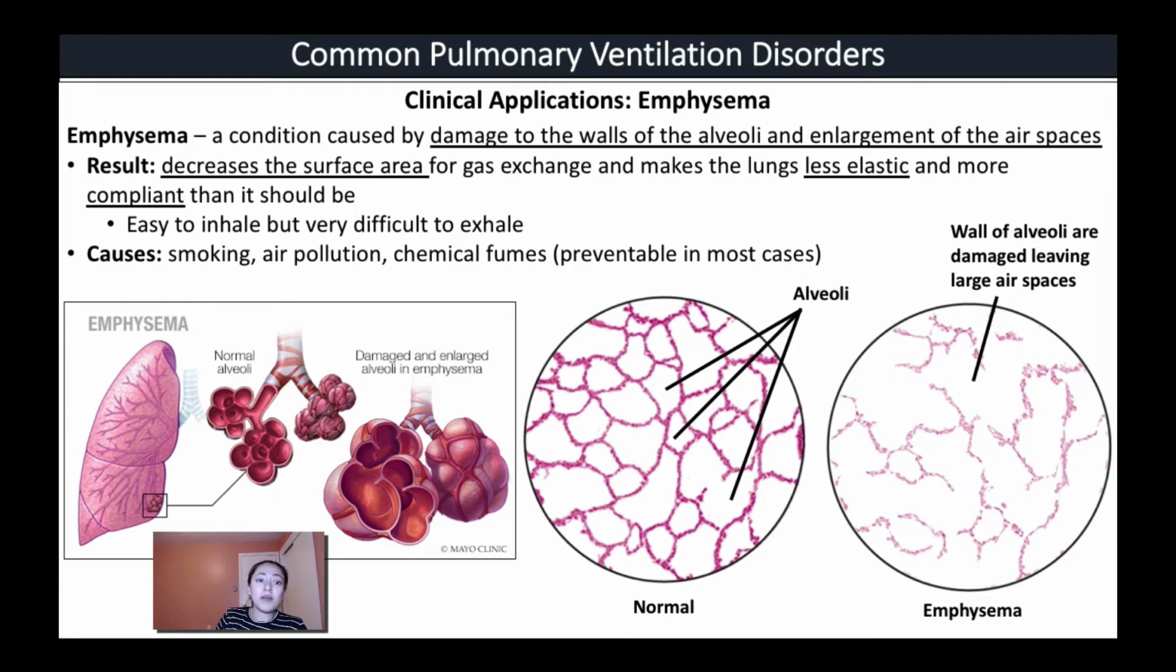Well, this is going to be problematic. Having larger air spaces decreases the surface area for gas exchange and, in addition, makes the lungs less elastic and more compliant than they should be. So because you have less walls here, when the lungs expand, they don't recoil very easily. So somebody with emphysema, it's usually easy for them to inhale, but then it's very difficult for them to let out that air. There's a lot of different causes of emphysema, but most of the time it's preventable. Usually it's caused by smoking, air pollution, or chemical fumes.